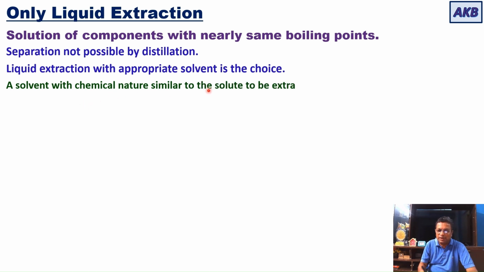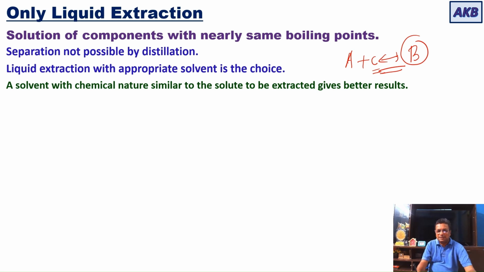While selecting a solvent, you can take care of this. A solvent with chemical nature that is similar to the solute to be separated will give better result. For example, if you have a feed solution that is containing A and C and your aim is to separate C, then you can choose a solvent, for example B, whose chemical nature is similar to that of C. So if that is done, then you are going to get better results. The percentage extraction will increase in this case.